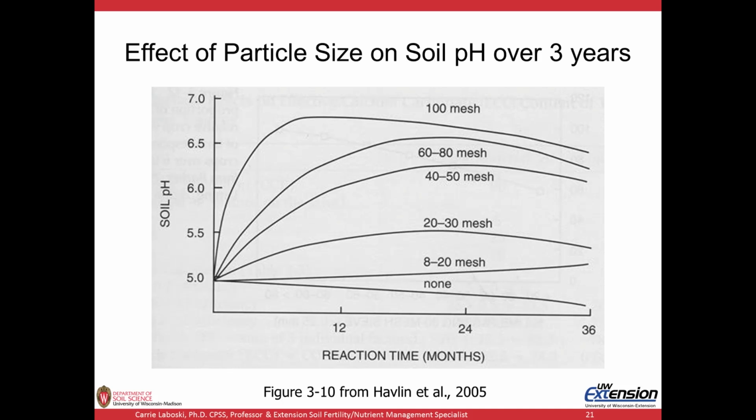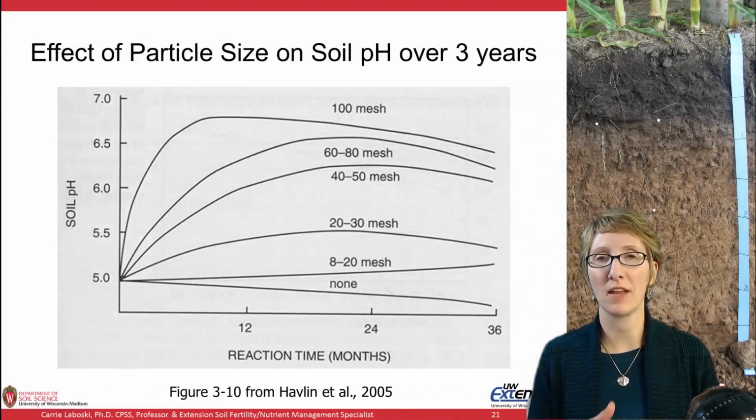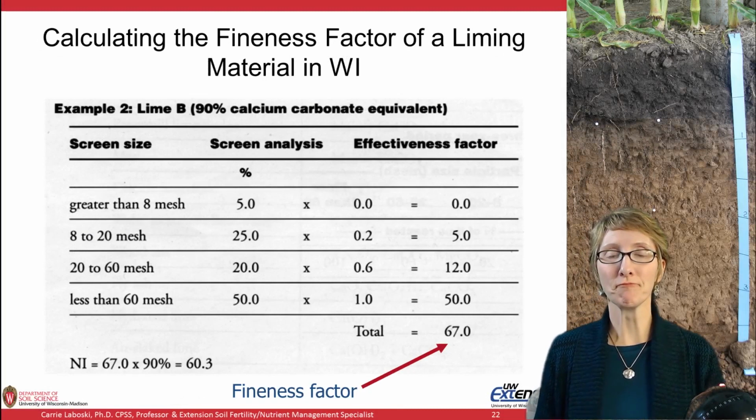So remember, liming, it takes some time for it to react with the soil. It's not an instant change, and if you're looking at rotations, specifically like alfalfa, where you have a crop that likes a higher pH, you want to make sure you're liming enough in advance of that hay crop to get the soil pH up where it's going to do best.